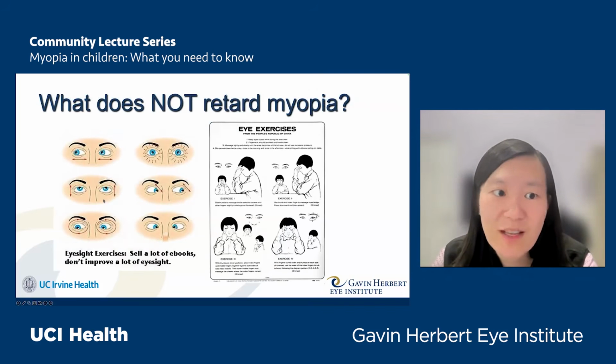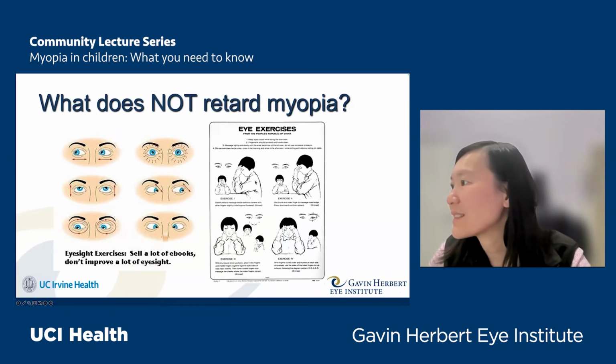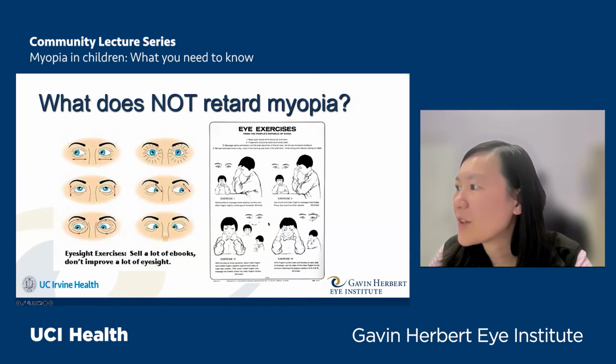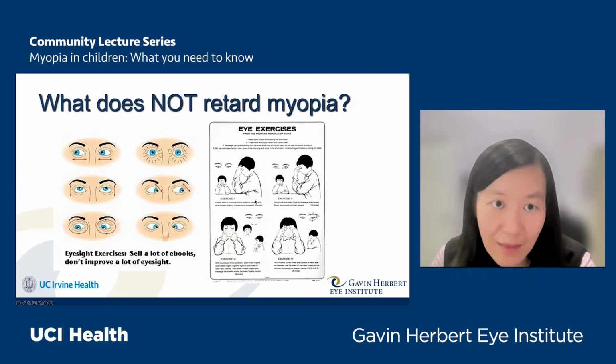Eye exercises. This sells a lot of books, but it really doesn't improve any eyesight. There's two kinds. There's one where they ask you to look up and down, left and right, and that does not do anything. And then there's mechanical exercises where you're doing rubbing actions on the eye to slow down myopia, and that does not work either.